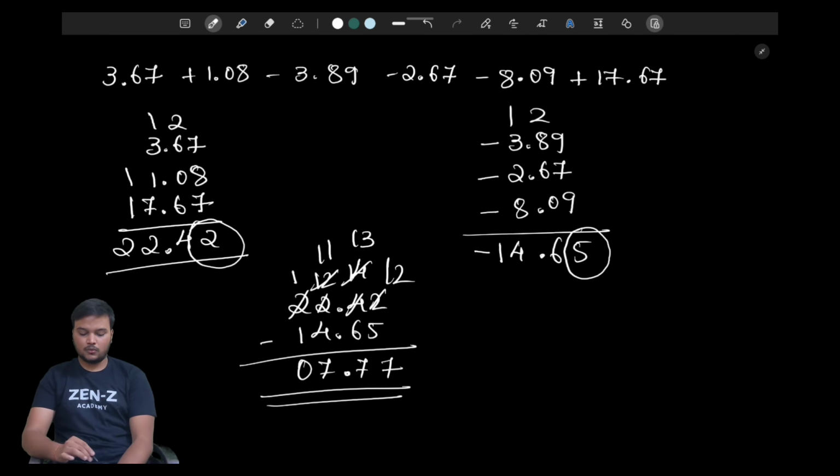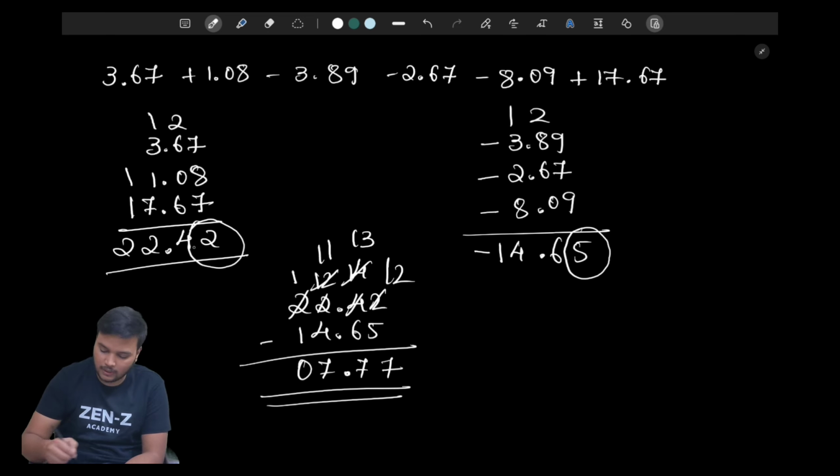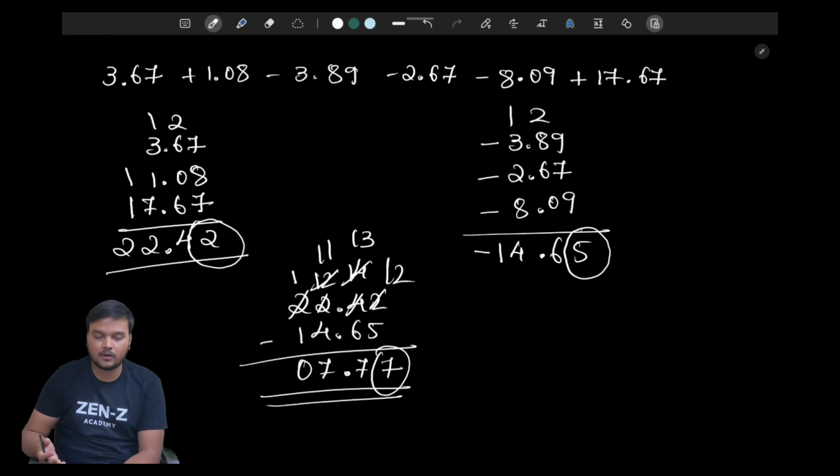So if you take this 2, if you are subtracting 2 minus 5, of course you have to do what? You have to take a carry here. So you can either take the carry directly as 12, 12 minus 7, you can take it 7 here. And if you're not sure, you can perform this.